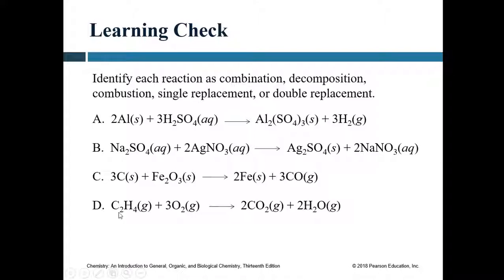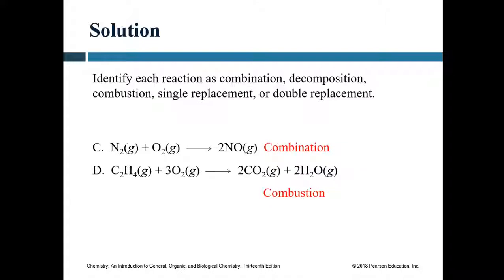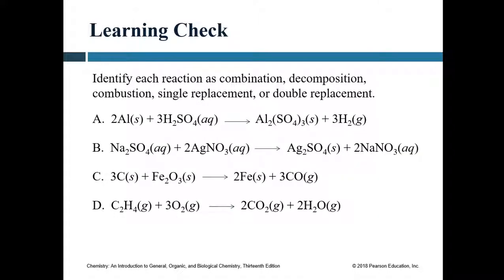Now on D, we look here to see what's going on. Oh, we have oxygen as a reactant and we have CO2 and water as products. And we have some carbon compound at the beginning. That's a clue. That is combustion because we have oxygen as a reactant and two of the products, CO2 and water. So let's look and see what they say. Yep, they have this solution, single replacement, double replacement, combination, and then we have our combustion. Let's look and see back there. Wow, that's weird. That's different than what we had there.